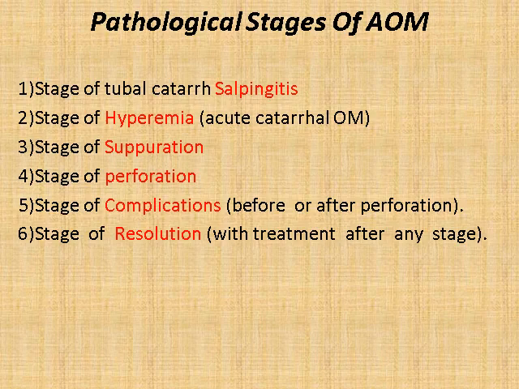What happens in this stage? The mucosal lining of the Eustachian tube becomes edematous and hyperemic, and this causes obstruction of the Eustachian tube, thus creating a negative pressure in the middle ear cavity. The second stage is the stage of catarrhal otitis media, acute catarrhal otitis media, or hyperemia. The hyperemia and the edema will spread to the mucosal lining of the middle ear cavity, and this will result in a serous exudate accumulating in the middle ear.